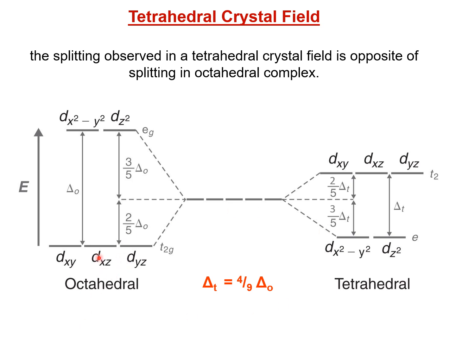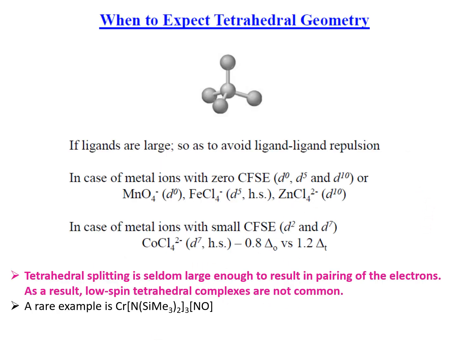Again the same thing, comparison of octahedral and tetrahedral. In case of octahedral, on the left hand side what you have is octahedral splitting. So T2g, Eg, whereas for tetrahedral it is Eg, T2g. And then this relationship also. So when to expect tetrahedral geometry?